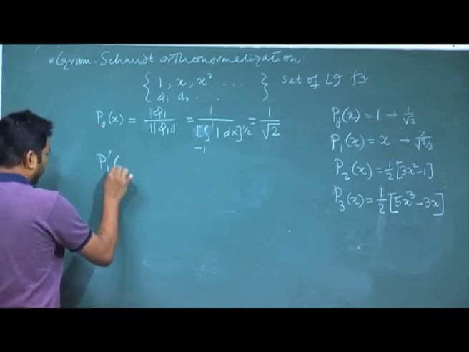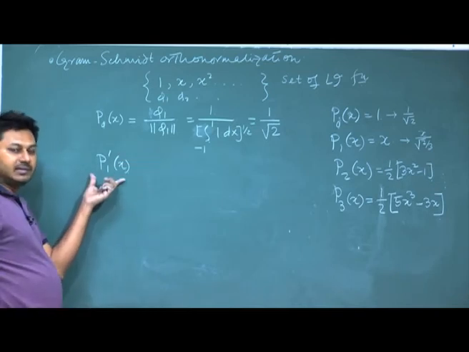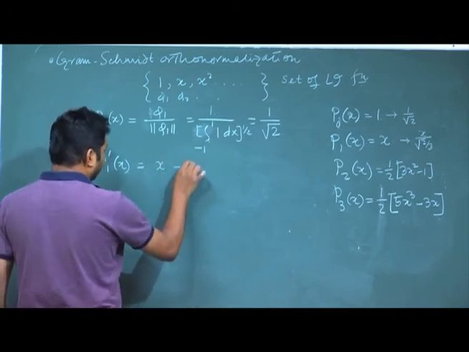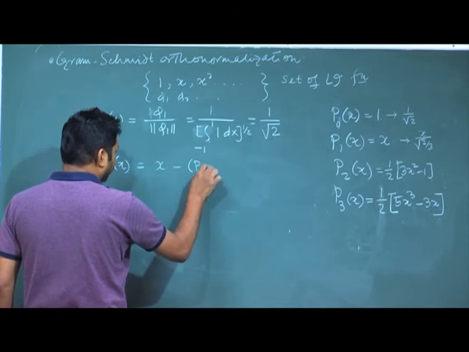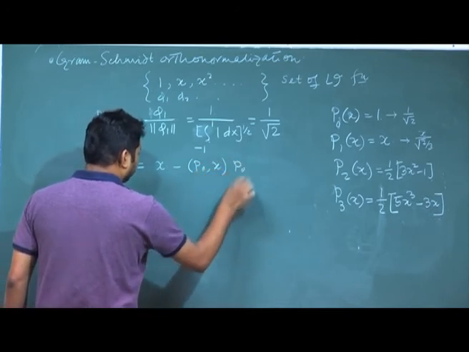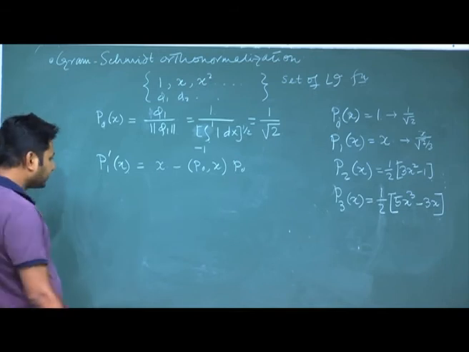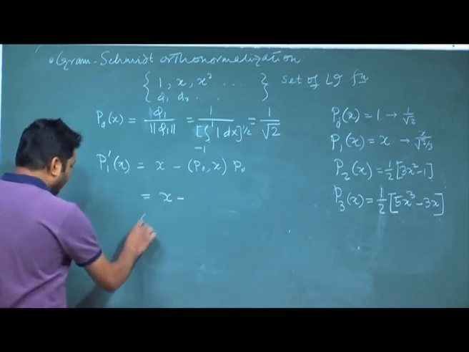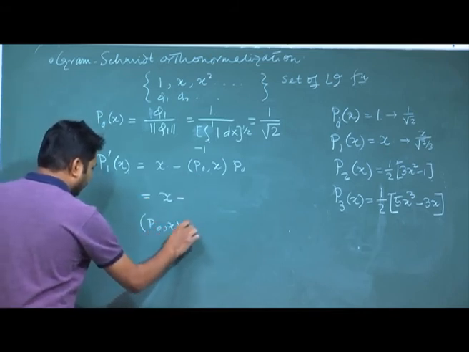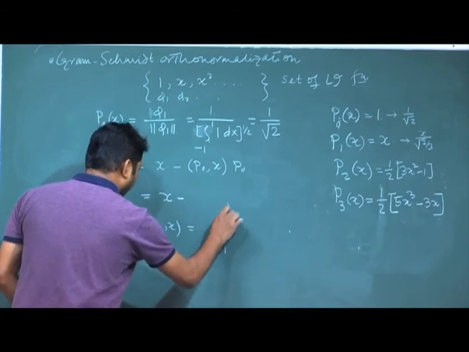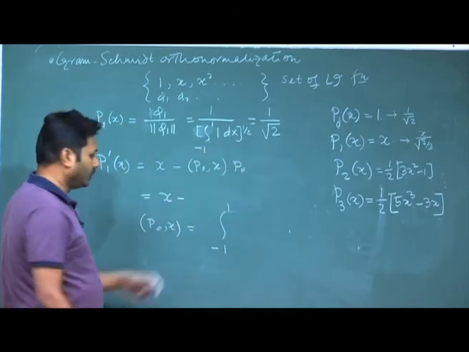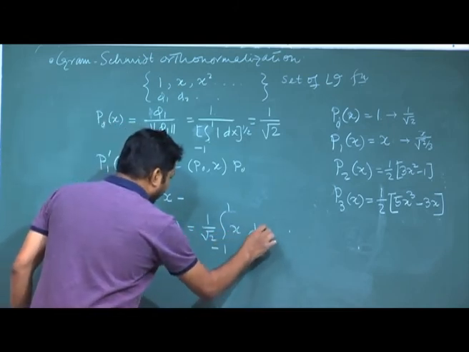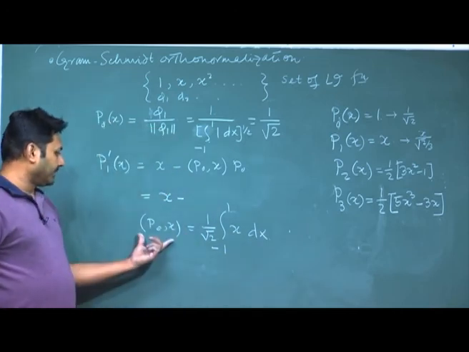p1 prime x, if you remember, I put the prime because I still did not normalize it. It is the given second function minus the inner product of the function with p0 x, multiplied by p0. This was the technique. So, the first function is the first function. What is the inner product of p0 and x? It is the integral from minus 1 to 1. p0 I have already calculated, it is 1 by root 2. If I write it here, it will be 1 by root 2 times x dx. This is the inner product.